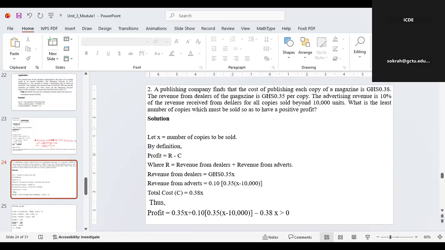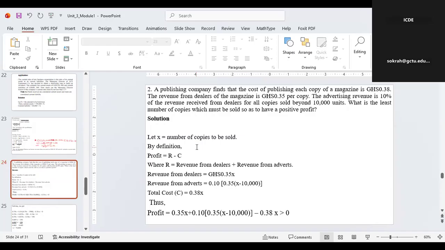So, what do we do? Once we say what, it means we don't know something. So we represent what we don't know by X. So we let X be equal to the number of copies to be sold. So X represents the number of copies to be sold. So we are going to find X. Once we put it there, we'll look for it.